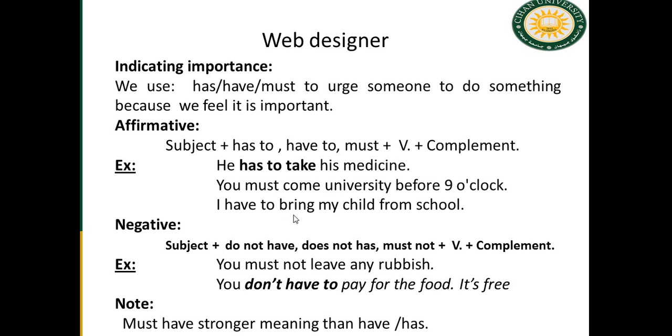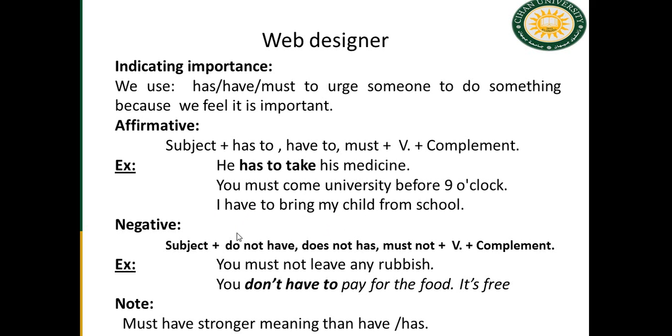So I have to bring my children from school. If I didn't bring my children from school, I might call my brother, I might call my sister, my wife. So it's okay, but it's better if I do it. I have to bring my children from school. Okay, so the formula is the subject, which is I, then put have to, then the verb, then the complement of the sentence. Now this is for affirmative.